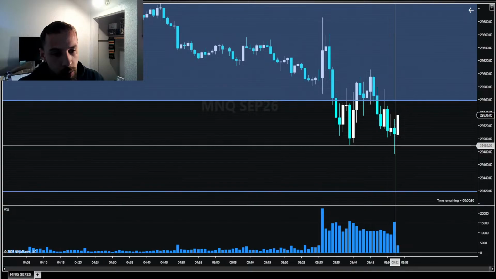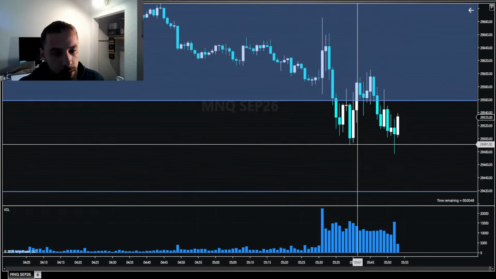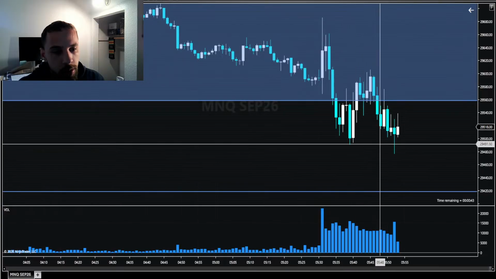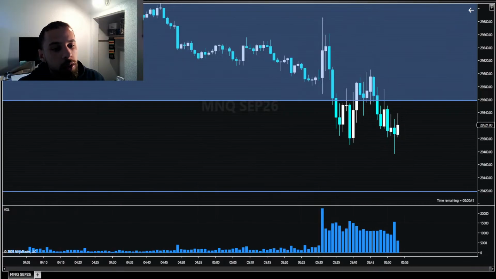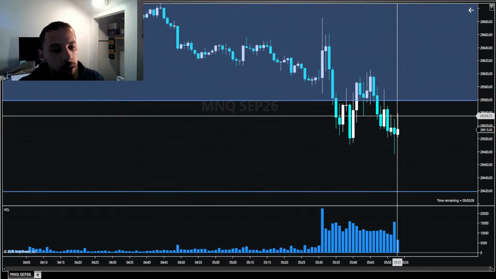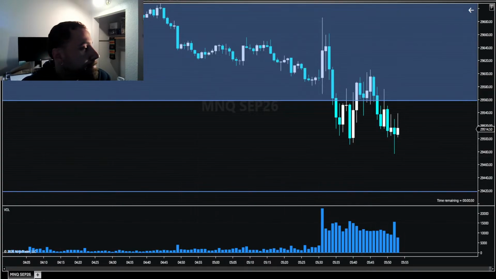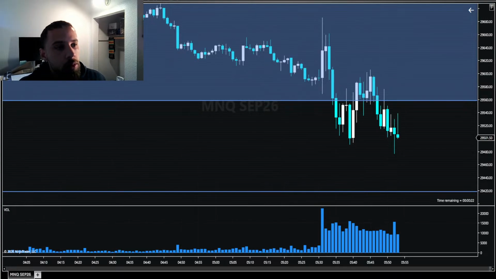But this could be a liquidity sweep right here. Just stopped everybody out here who had longs with their stops right here. Now the shorts are really going to want to get aggressive and try to push this back down. That's what seems to be the case as of right now.